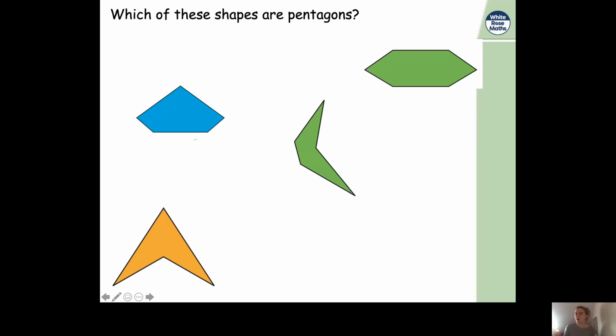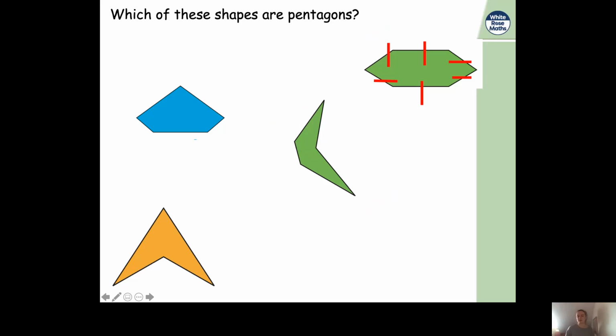So let's start with the first green one. So I'm going to draw lines to show when I have counted a side so that I don't count them again. So we've got 1, 2, 3, 4, 5, 6. Oh, this shape has 6 sides, and we need 5 sides for a pentagon, don't we? So therefore, this is not a pentagon, but this is an irregular hexagon, isn't it? Because it has 6 sides, but we can't circle it because we are looking for pentagons.